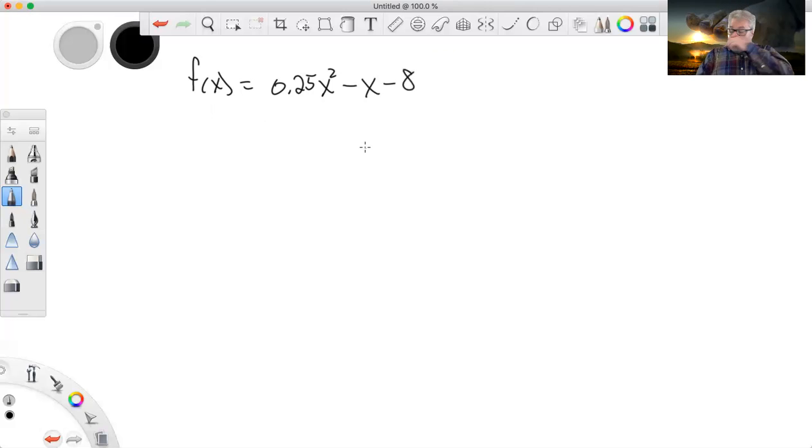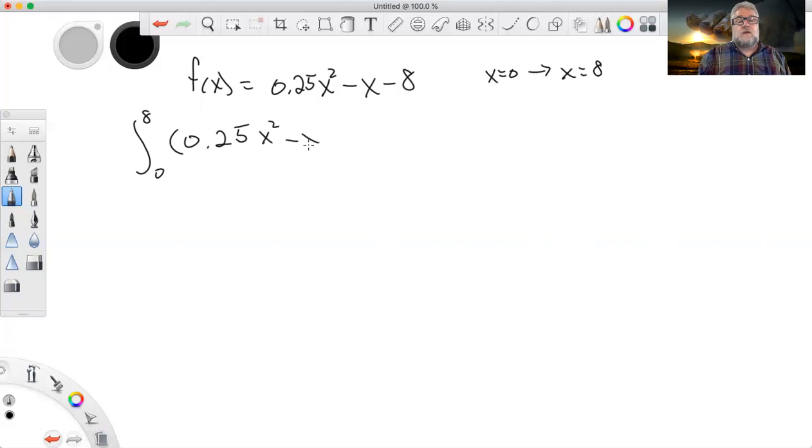Okay, here's the function. We want to get the area between x equals 0 to x equals 8. So those are our integration limits. So integral from 0 to 8 of 0.25 x squared minus x minus 8.